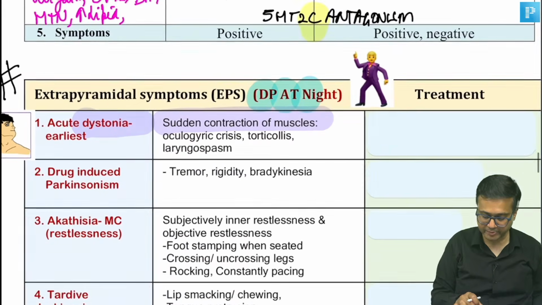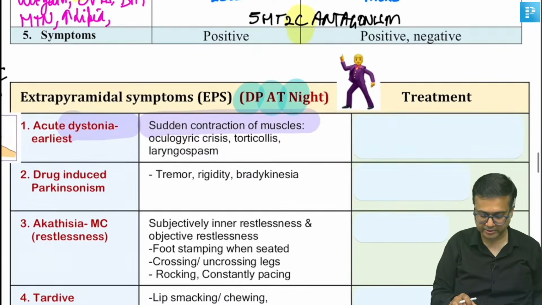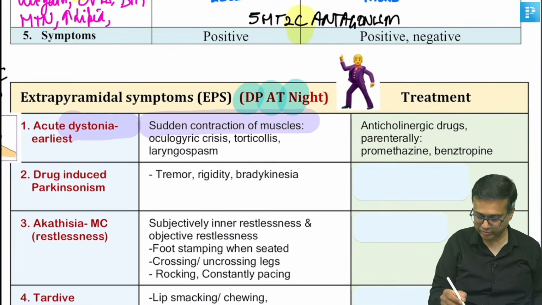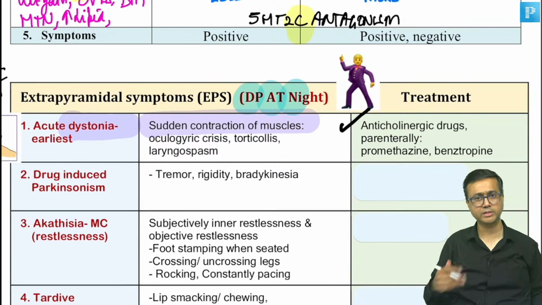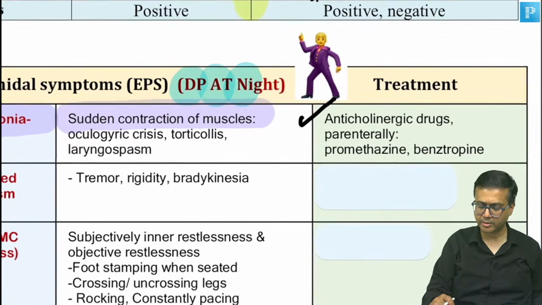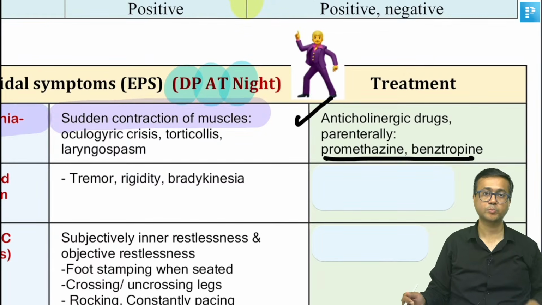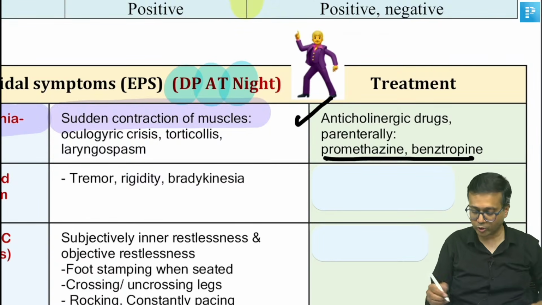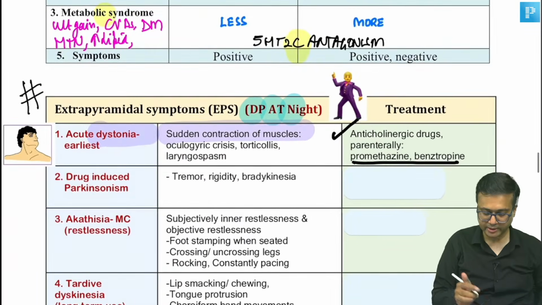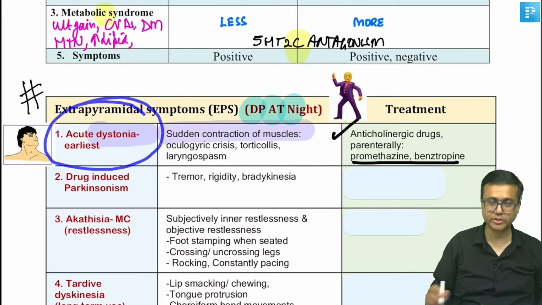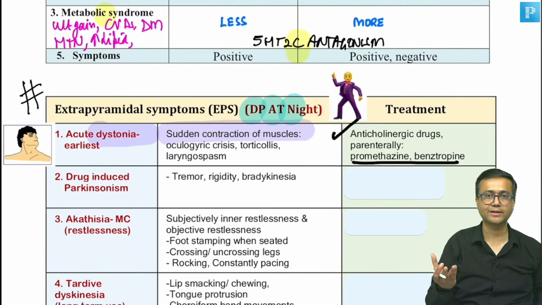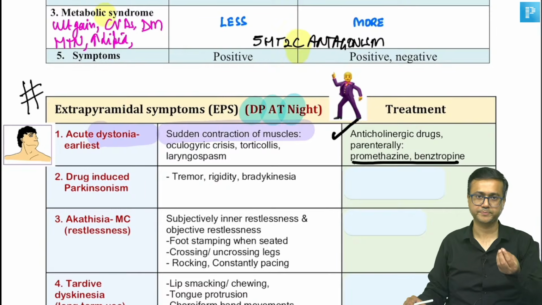What is the treatment, beta? Patient may come in the emergency. Remember, in the treatment we give anticholinergic drugs, and we can even use parenteral drugs like benztropine, promethazine. So please remember, they may give you a clinical presentation, they may ask you the management. Also remember, this question was asked that the patient had developed acute dystonia for which a drug was given, and after giving that drug the patient developed dry mouth, blurred vision, urinary retention.